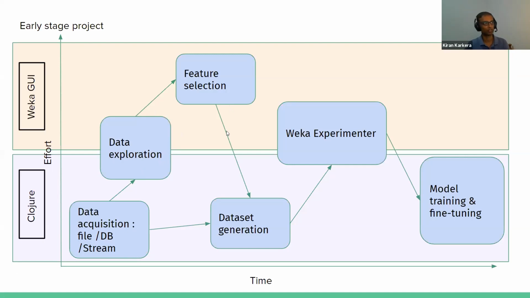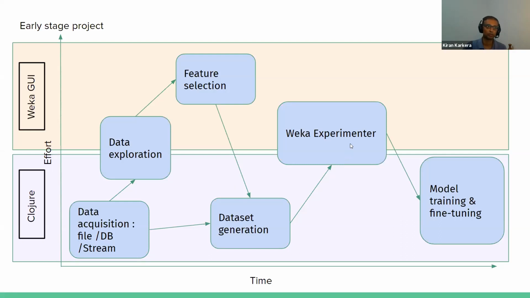So Weka allows you to basically look at a data set and say, rank the features in terms of importance. And there are 12 different ways in which you can do that. And then I might jump back to actually create a data set with more features. And of course, all of this is iterative. And at some point, I might use the Weka experimenter.